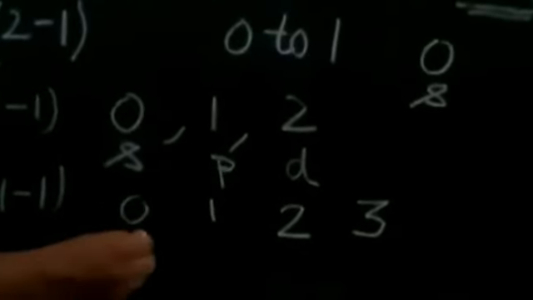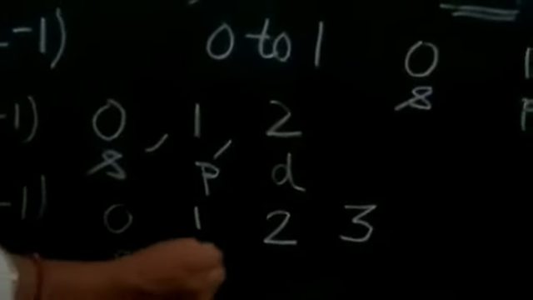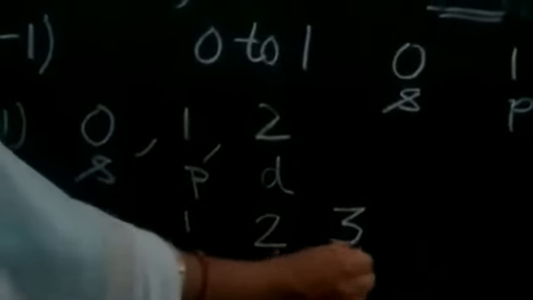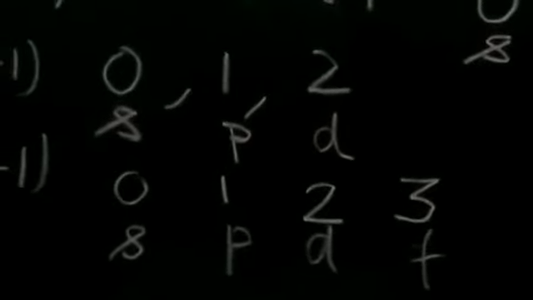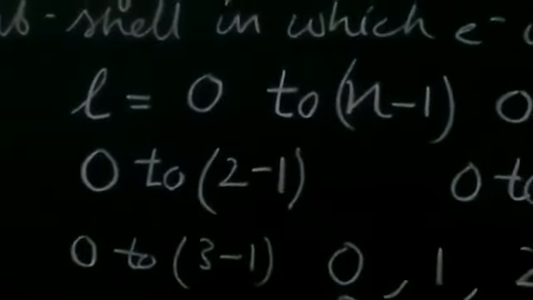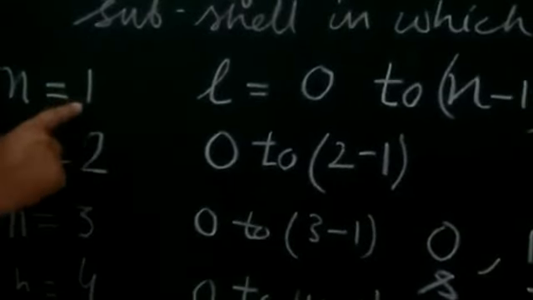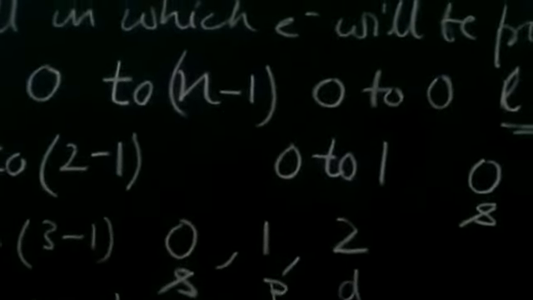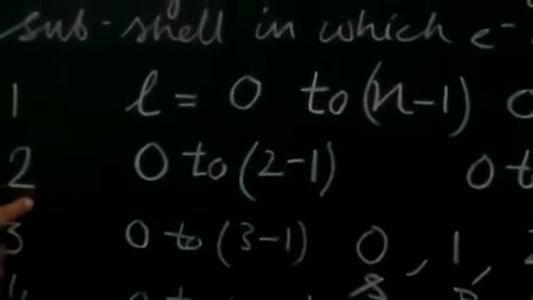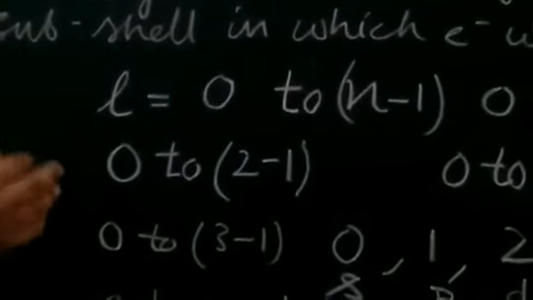Now what is 0 here? Denoting S. This is P subshell. This is D subshell. This is F subshell. Right students? So for every shell, we will have the subshells linked to it. And you can see here one thing, that the number of subshells is equal to the shell number. For the first shell, n is 1, so for it we will have only one subshell. It is S subshell. For n equal to 2, right, how many subshells will we have? 2 subshells. 0 and 1, that is S and P.